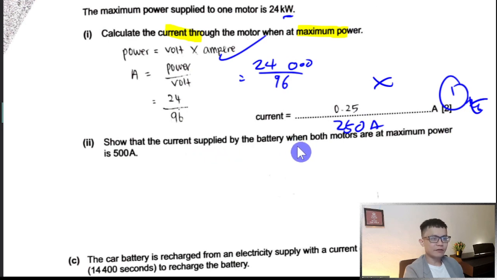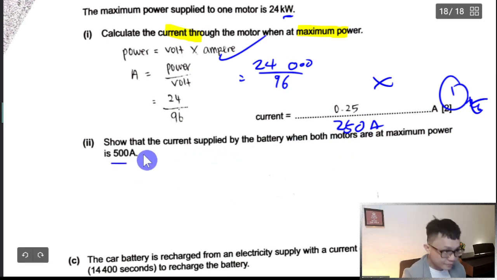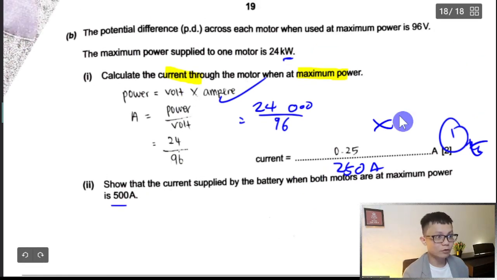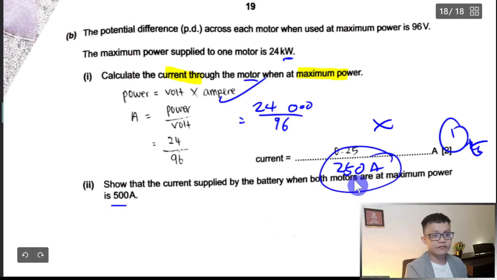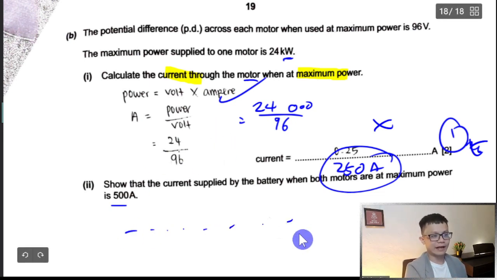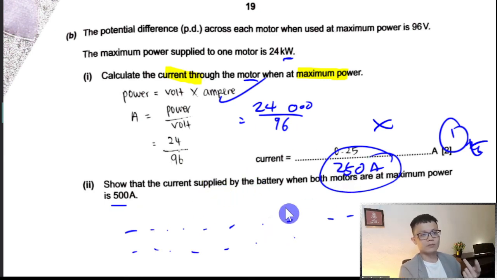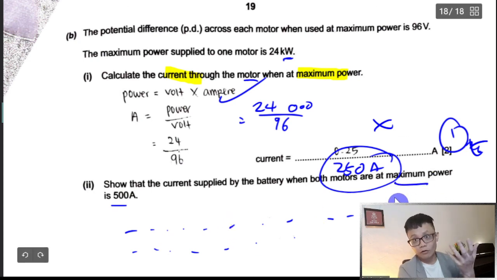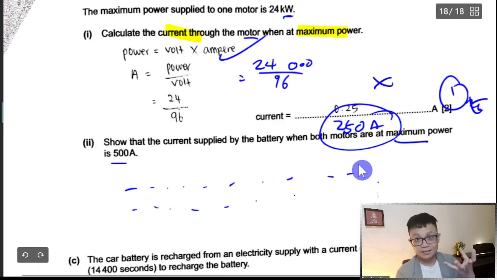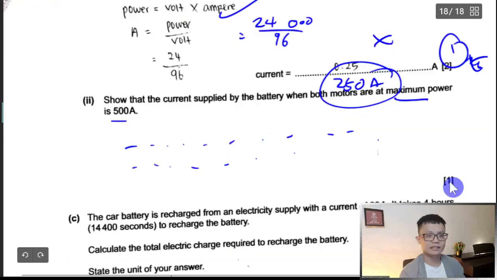Show that the current supplied by the battery, with both motors at maximum power, is 500. So the maximum will be 500. You just explain that because one motor's maximum is 250 ampere, so with 2 motors in a parallel circuit, you will get a maximum of 500 ampere. You cannot go above the maximum because one motor is 250. I'm just repeating the same thing, but I hope you understand and you use your own words. I don't need to write it down. It's just a 1 mark question.